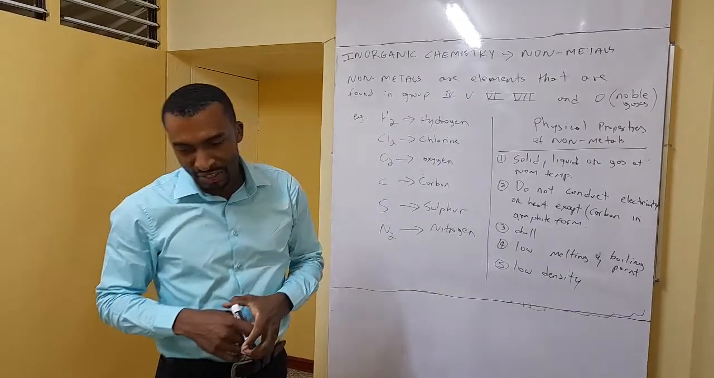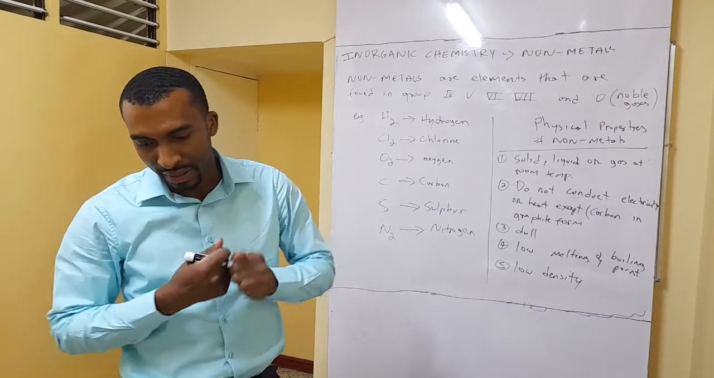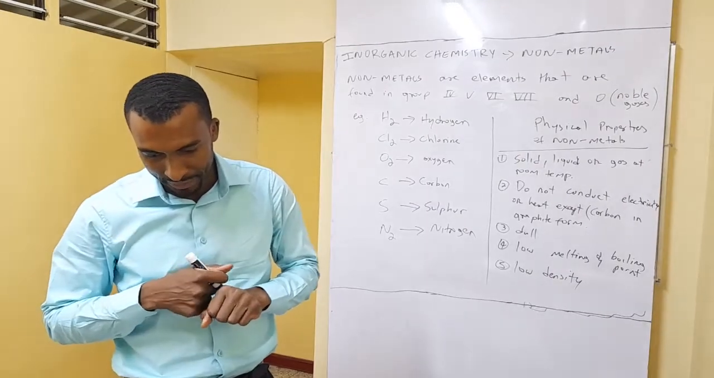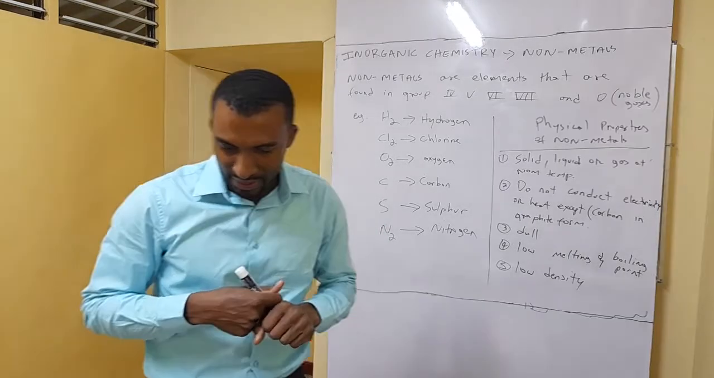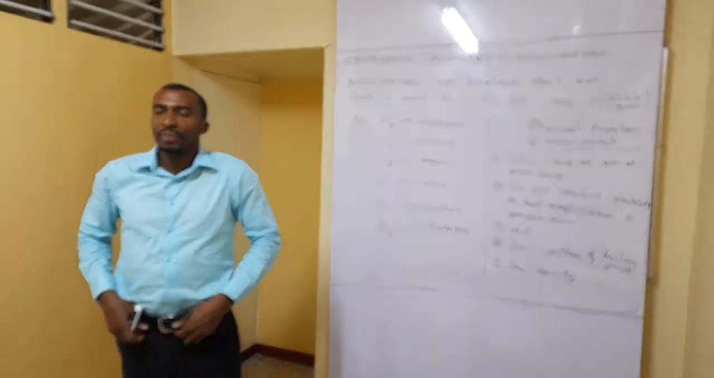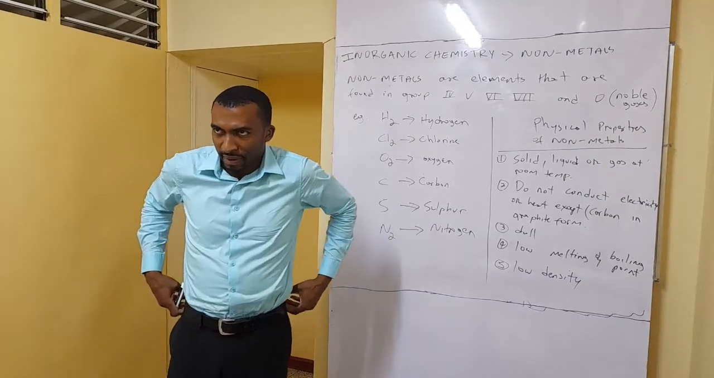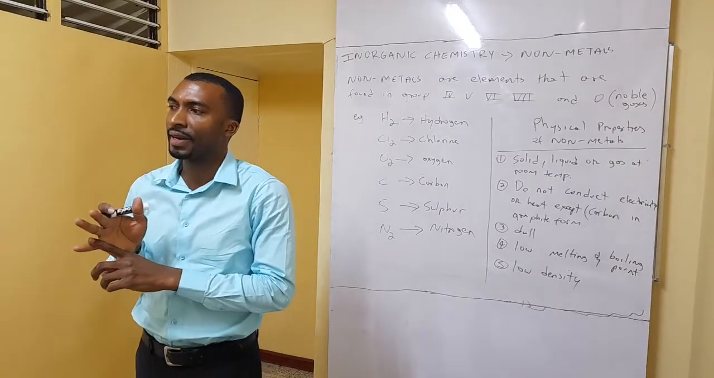Now, hydrogen is a colorless, odorless, tasteless gas at room temperature, and it is insoluble in water, and it's less dense than air. When we talk about less dense than air, we have to know that air is mainly made up of nitrogen and oxygen.